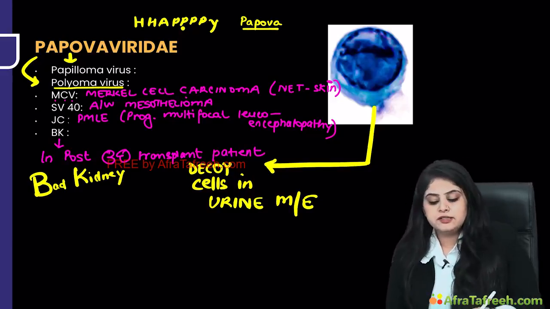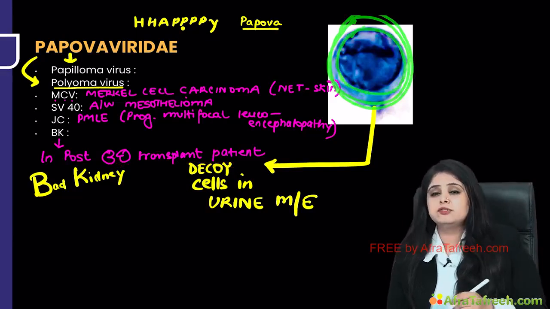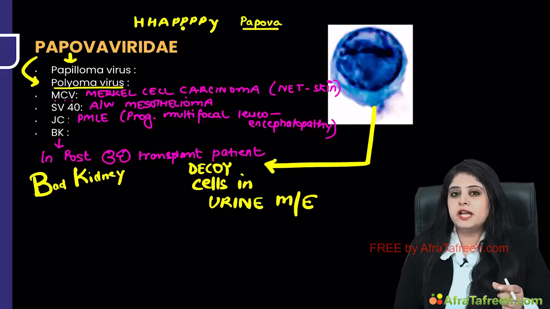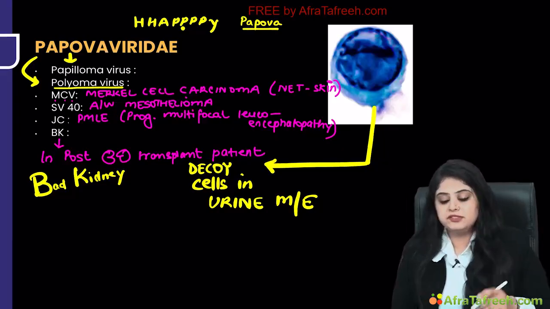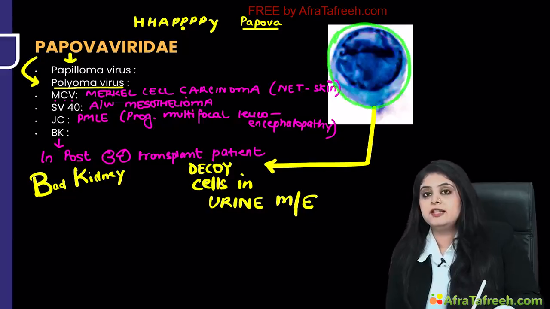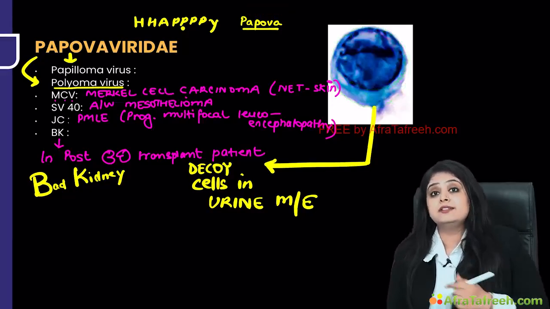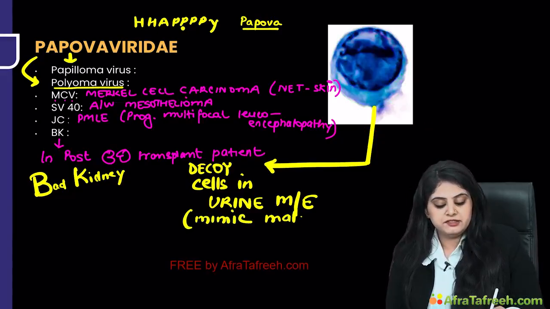Of course, these are the decoy cells. They are very, very big cells with a very, very big nucleus. So what does decoy mean? Decoy means trying to copy someone, in a very clever, sneaky manner you're trying to copy someone. So whom is this trying to copy? Think, such a big cell with such a big nucleus, you'll say, ma'am, this is trying to copy cancer cells. This is trying to mimic malignancy. So that is what I want you to know.